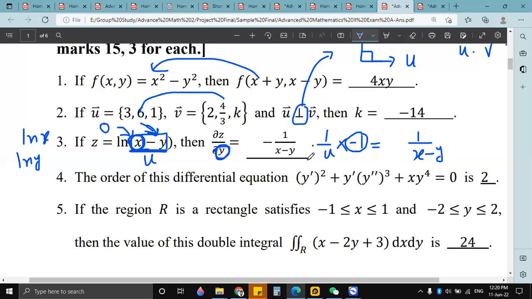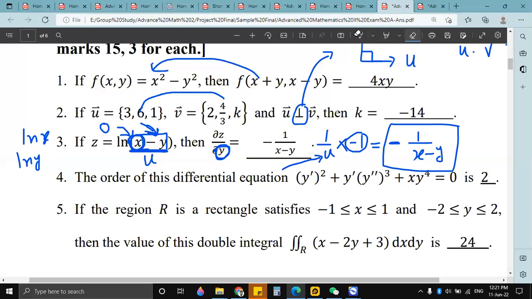And then we substitute back the value of u. As we let u equal x minus y, so we have written here x minus y, okay? And then multiply by minus 1, that means here will be a minus. So our final answer is minus 1 by x minus y. This is our final answer. Okay, I get it.